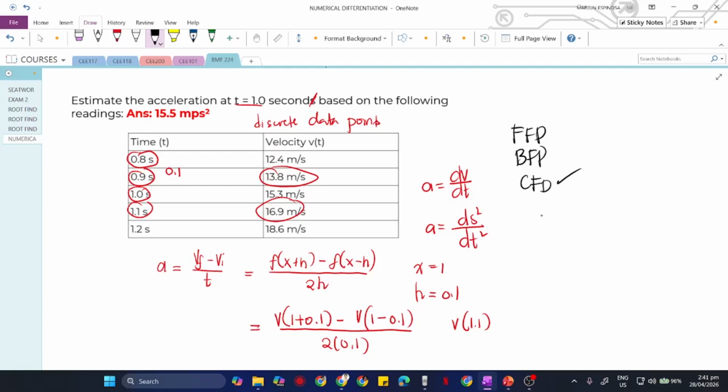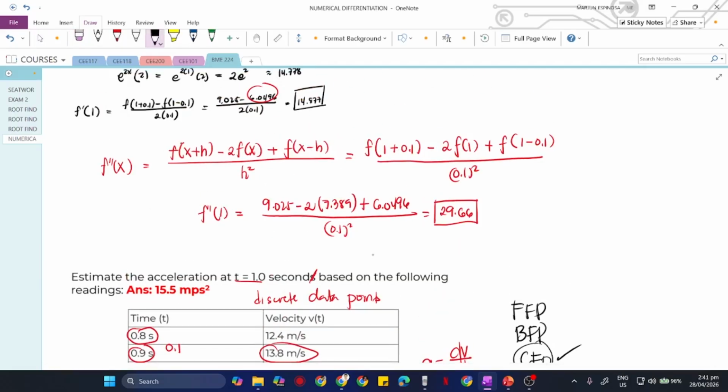So, you just need to memorize the first derivative and the second derivative using central finite difference, yung formula natin. So, ito yung for the first derivative. Okay, hold on. Ito yung for the first derivative at ito naman yung sa second derivative.